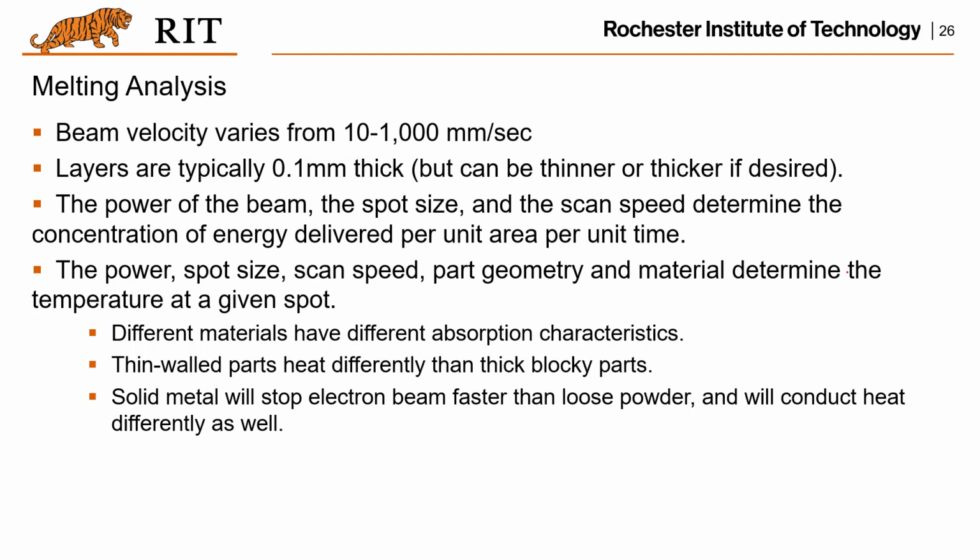Some analysis of the melting: the beam velocity varies from 10 to 1,000 millimeters per second, and layers are usually 1.1 millimeters thick. And also there are some other parameters like the beam spot size and scan speed that will determine the concentration of the energy delivered per unit area and per unit time.